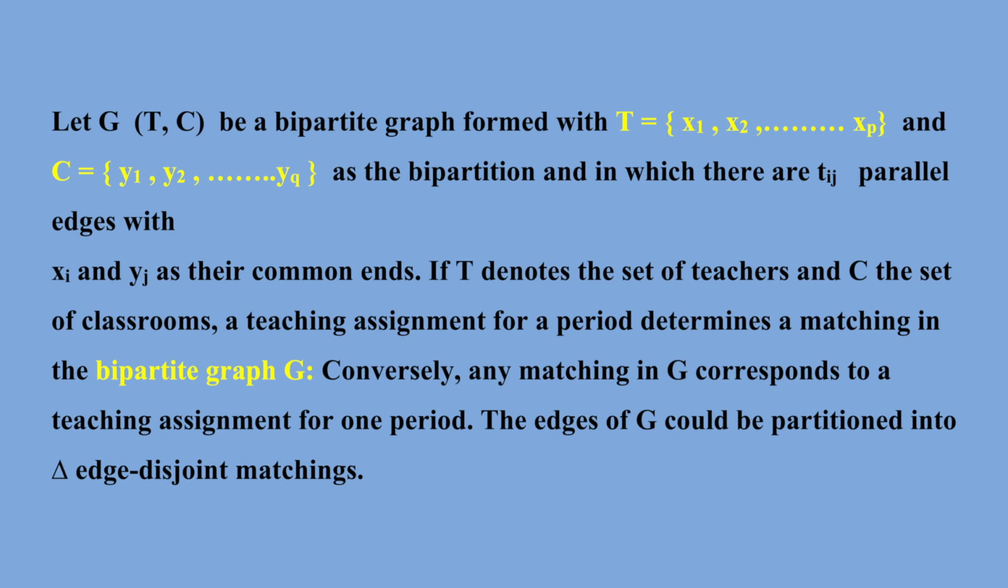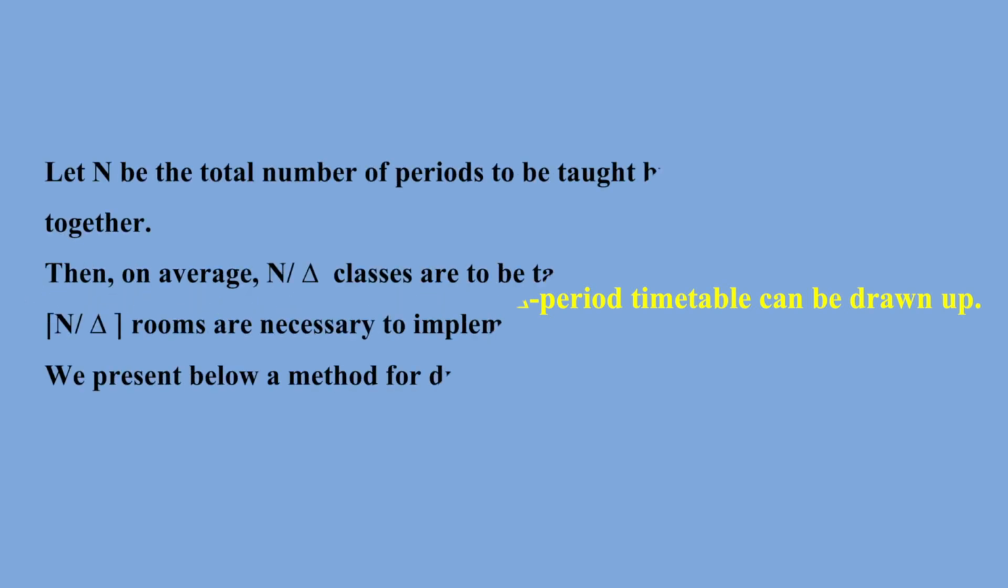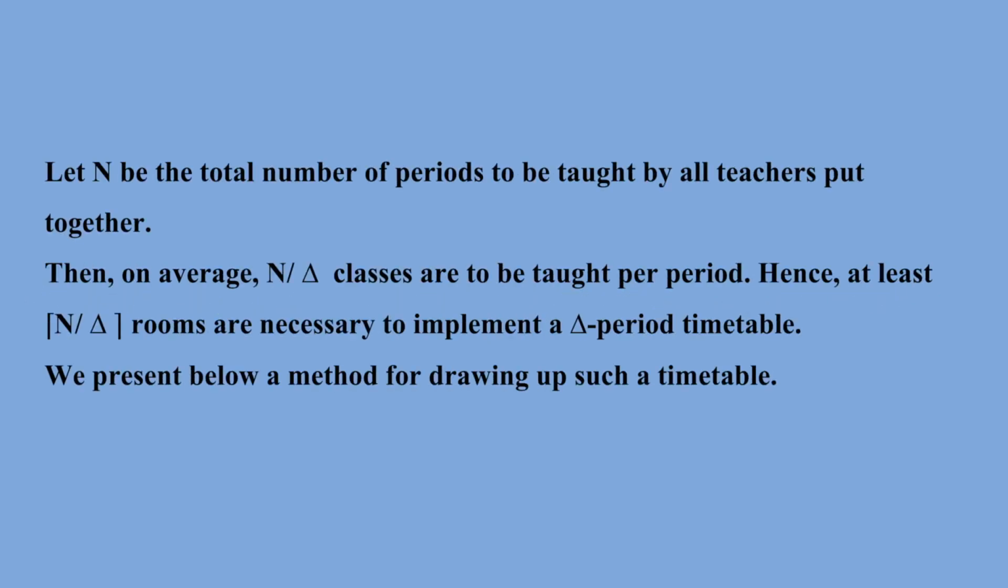The edges of G can be partitioned into delta disjoint matchings. Corresponding to the delta matchings, a delta period timetable can be drawn up. Let n be the total number of periods to be taught by all teachers put together. Then on average n divided by delta classes are to be taught per period. Hence, at least the integral part of n divided by delta rooms are necessary to implement a delta period timetable. We present below a method for drawing up such a timetable.